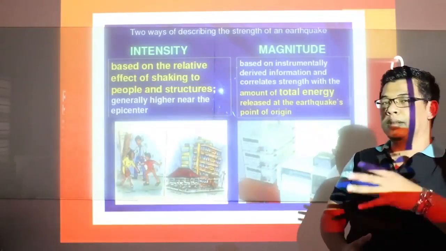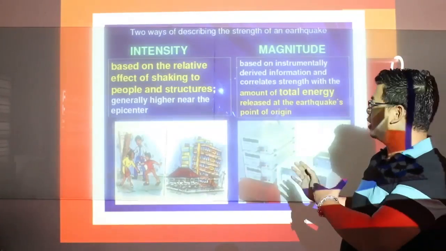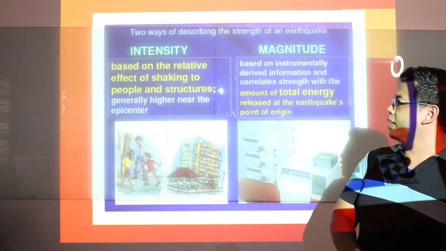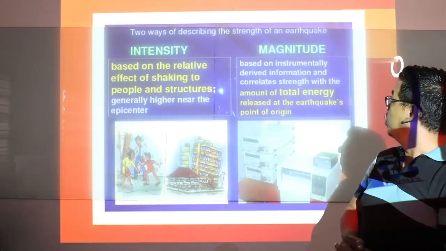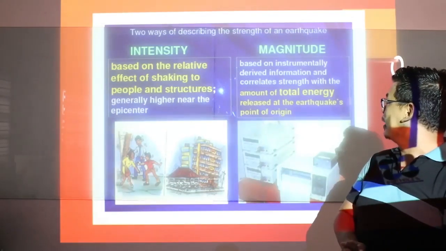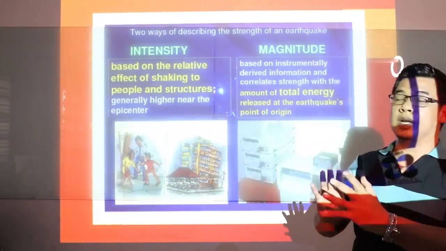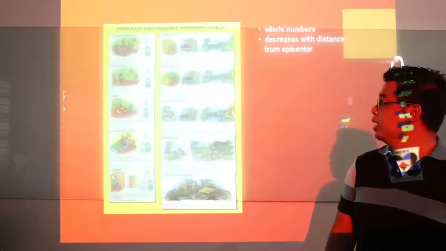So here is what we call the difference between intensity and magnitude. Right? So intensity is generally higher near the epicenter, while the magnitude is the amount of total energy released by the earthquake. That is the difference between magnitude and intensity.